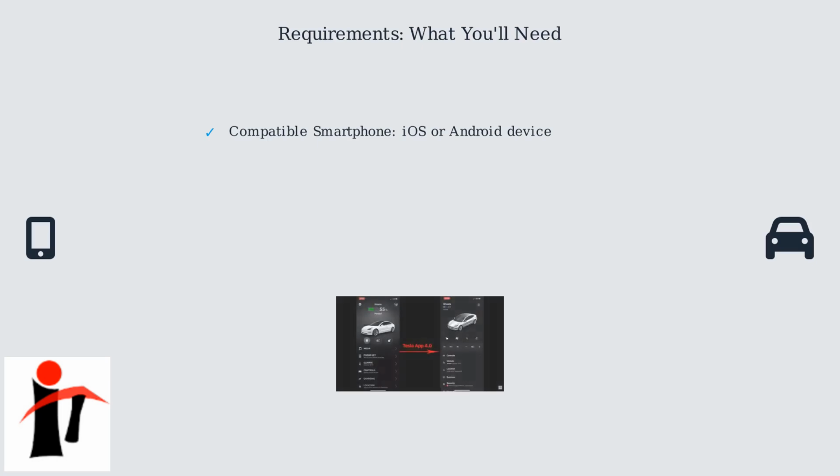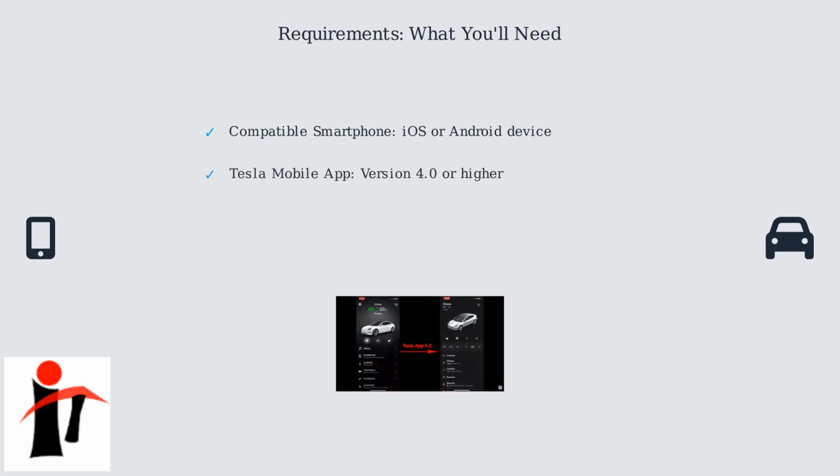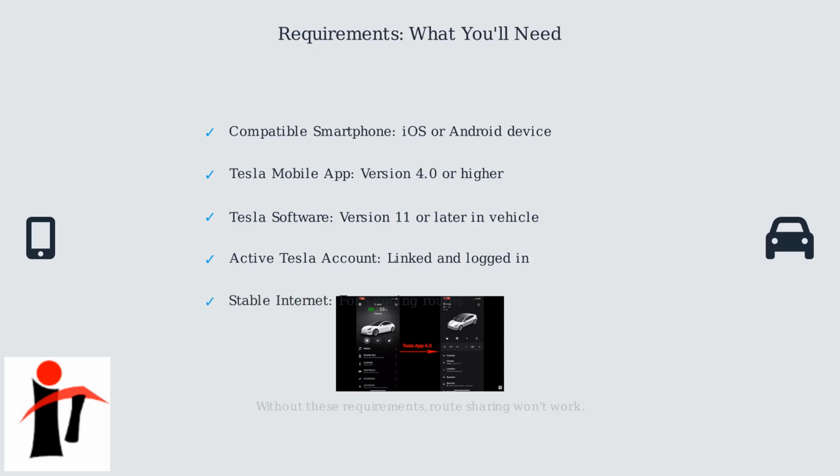To successfully share navigation routes from your phone to your Tesla, you'll need several key requirements. First, a compatible smartphone running either iOS or Android. Next, the Tesla mobile app must be updated to version 4.0 or higher for full route sharing capabilities. Your Tesla vehicle needs software version 11 or later, which includes the navigation integration updates. An active Tesla account that's properly linked and logged in is essential for syncing. Finally, a stable internet connection is required for the route data to sync between your phone and vehicle.